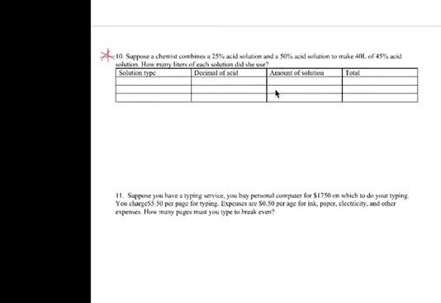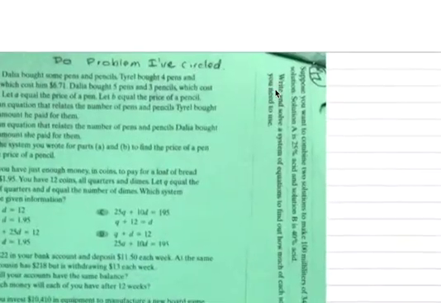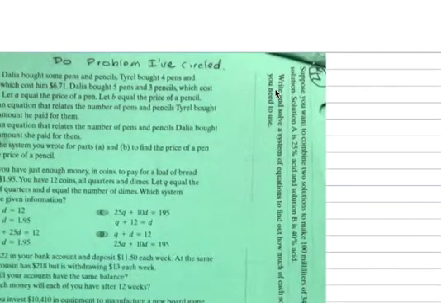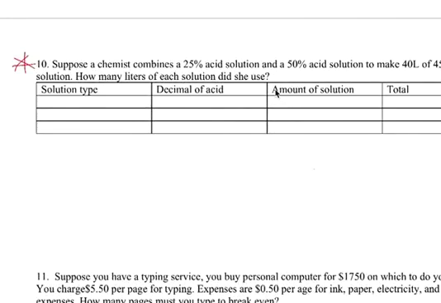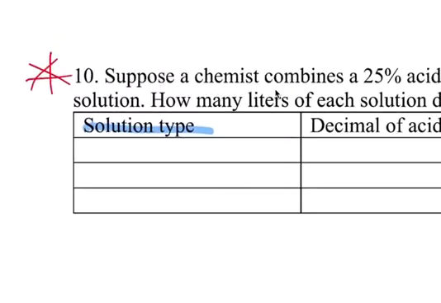Notice your homework didn't give you a table. I suggest you make your own table, because on the test I won't give you a table either. It's going to be like this without a table. You need to remember the table on your own. First you need to remember to put the solution type. So there's solution types.